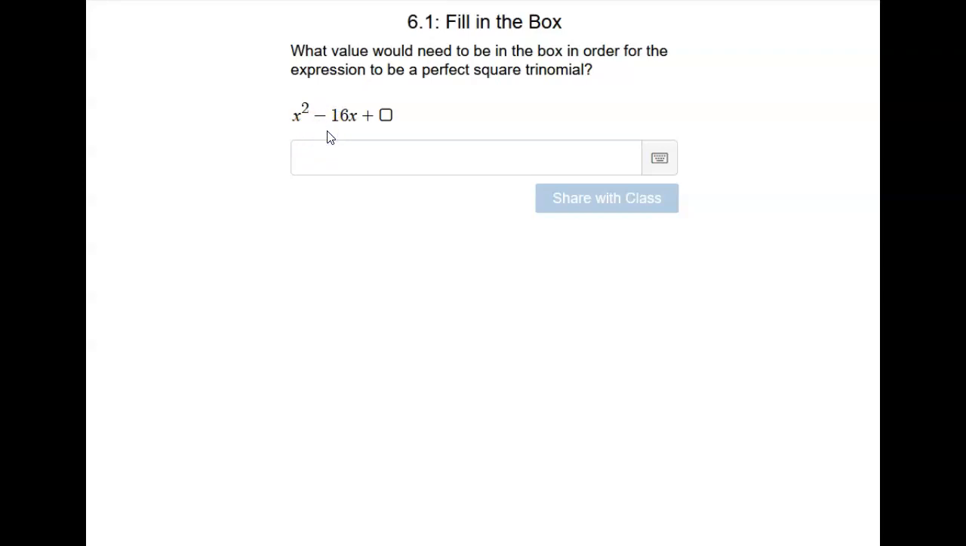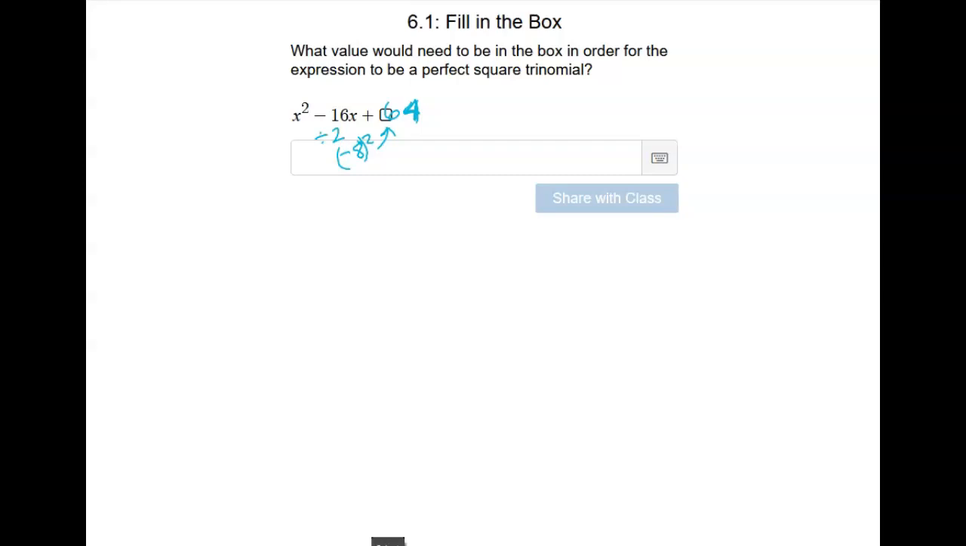Again, we're going to divide this by 2. Remember, you take negative 16 and divide it by 2, which is negative 8. We square negative 8, and that answer goes up here. So this is 64. I want you to notice a couple of things. Number one, this sign here is always going to be positive, because when we square any number, it always ends up being positive: a negative times a negative is a positive, and a positive times a positive is a positive.